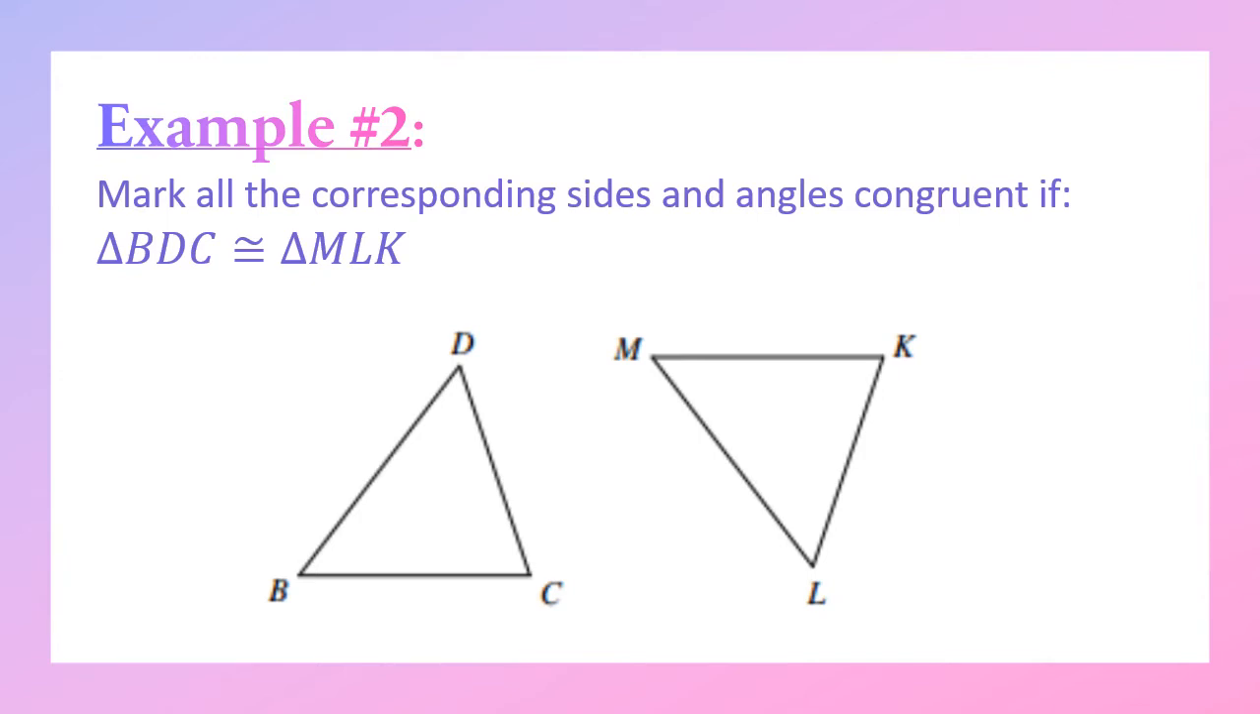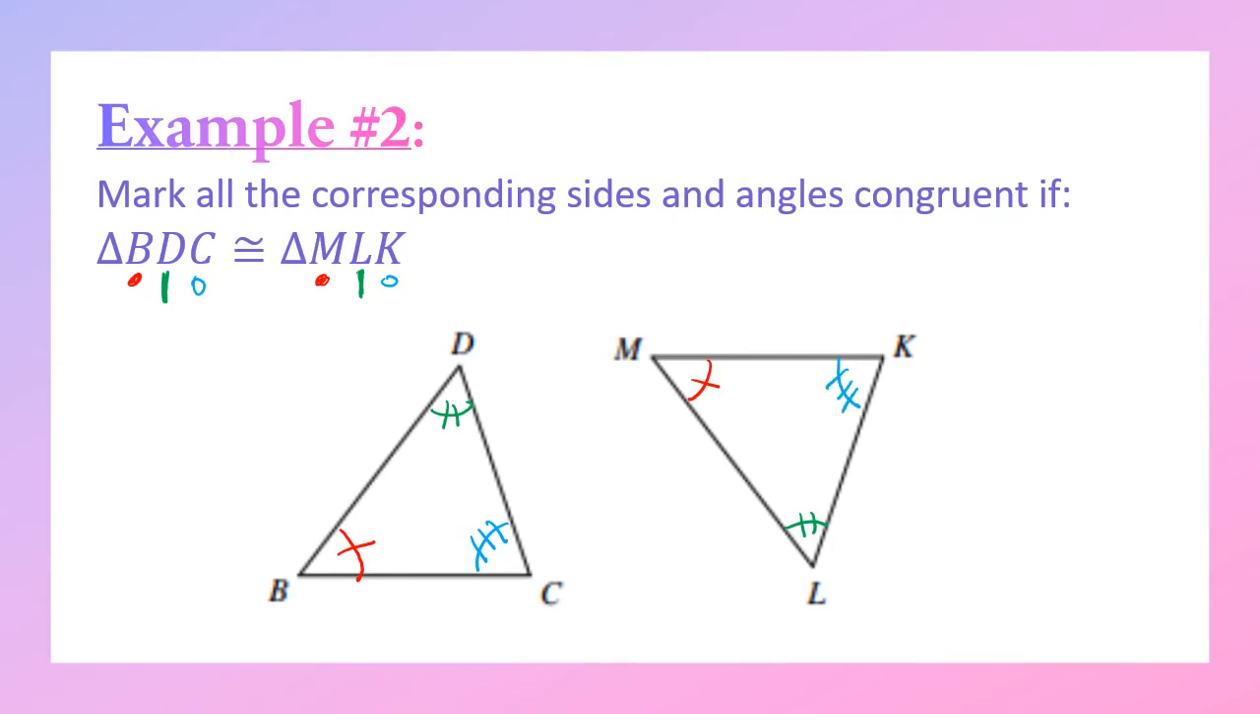So if I start with the angles, the first letter here is B, the first letter here is M. So I'm going to mark angle B congruent to angle M. And then moving on, the second letter here is D, the second letter here is L. So that tells me in my picture that angle D is going to be congruent to angle L. And last but not least, you have angle C and you have angle K. So angle C is going to get 3 hashes and angle K is going to get 3 hashes.